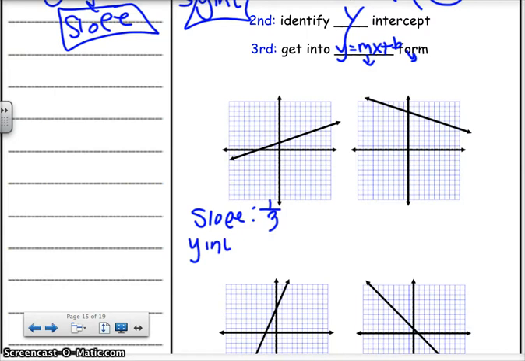Y-int, where I crossed my y-axis. I crossed my y-axis right there. Y is 2. Okay? Pull it all together. Y is equal to our slope times x plus your y-intercept.